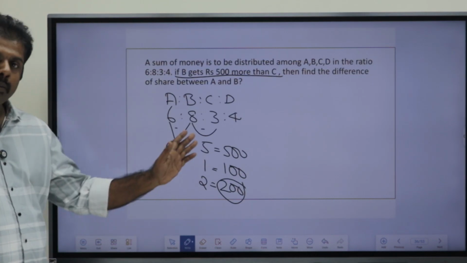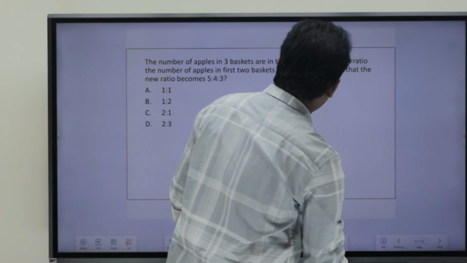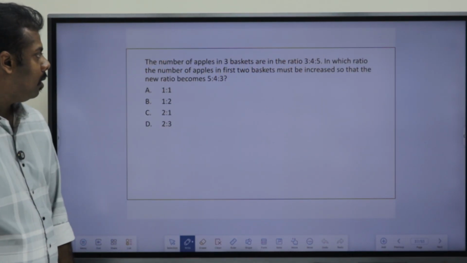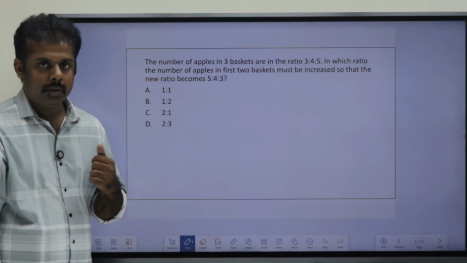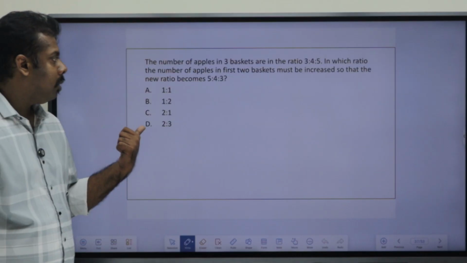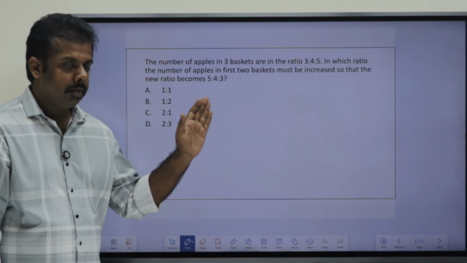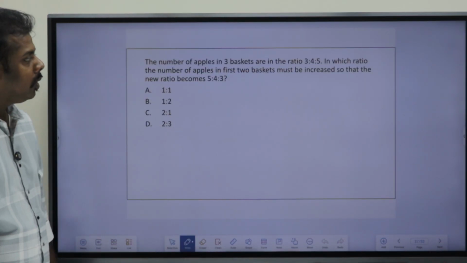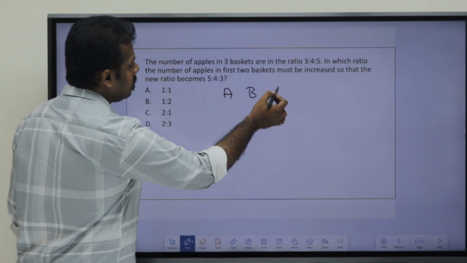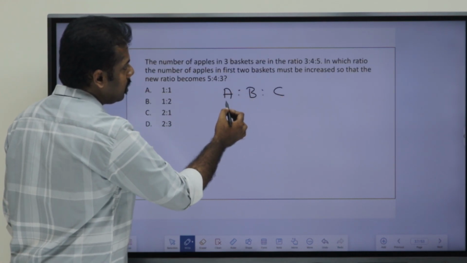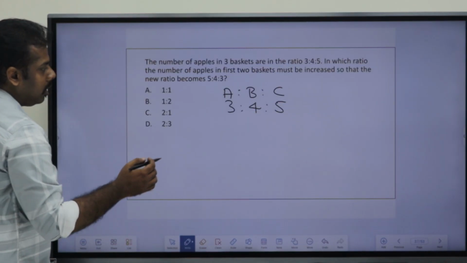Now I think we can move to the next question. So, what does it say? The number of apples in 3 baskets are in the ratio of 3:4:5. In which ratio must the number of apples in the first 2 baskets be increased so that the new ratio becomes 5:4:3? So they have given 2 conditions. I am assuming that the first basket is A, second is B and third is C. The first ratio is 3:4:5, and after the change the ratio has become 5:4:3.